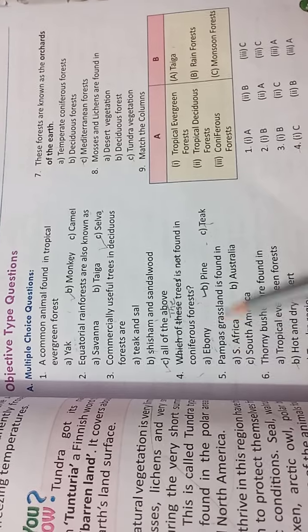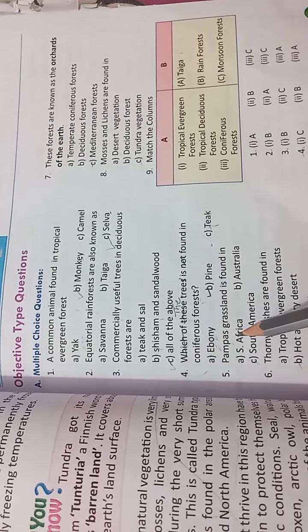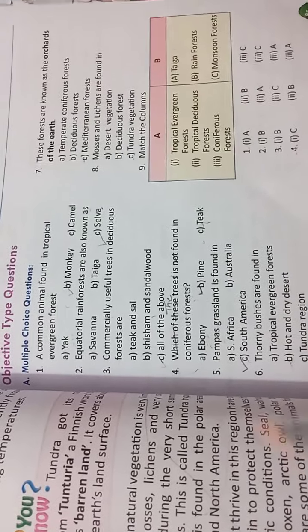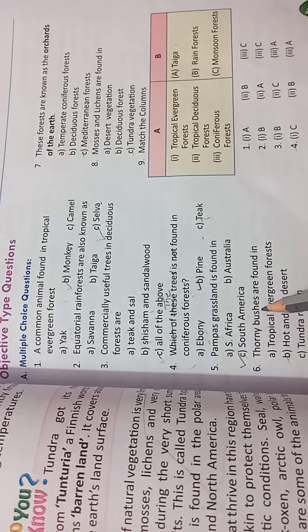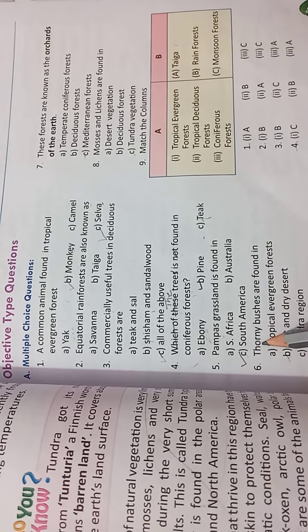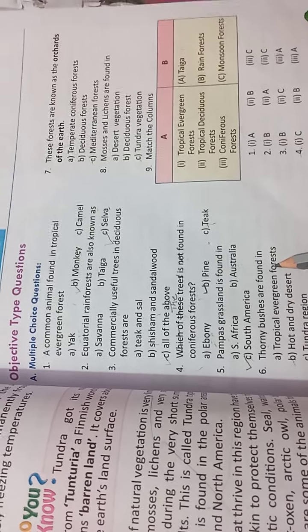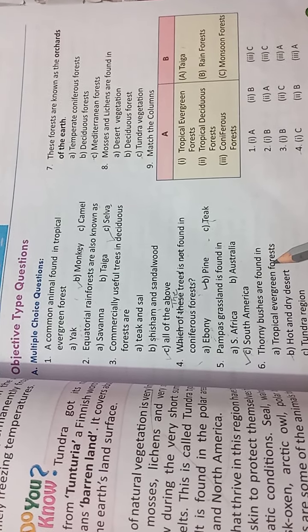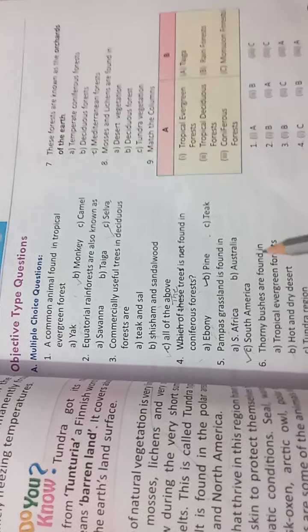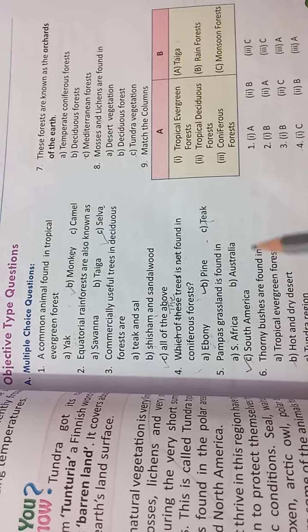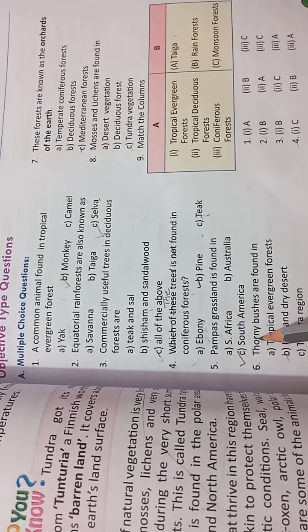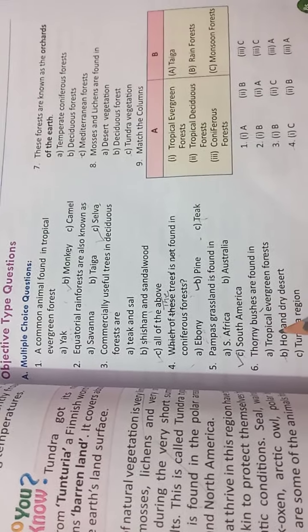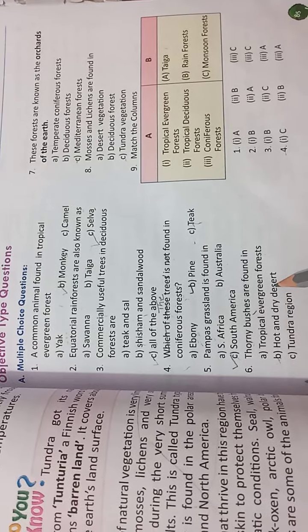Fifth question, Pampas grassland is found in South Africa, Australia, South America. So C option is there. Now the sixth one, thorny bushes are found in. What happens in a tropical evergreen forest? This forest receives rainfall throughout the year. It rains the whole year. So here you will find evergreen type forests. They do not shed their leaves. But what is thorny? Thorny bushes you will find in desert areas. So what will the place be like? Hot and dry desert. Clear?